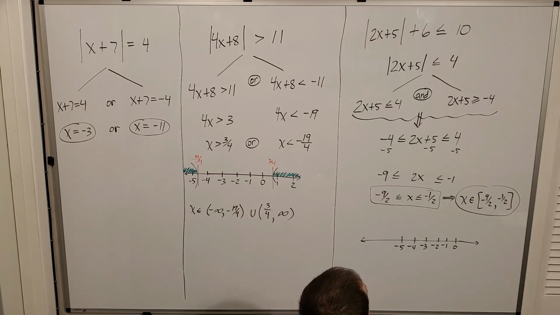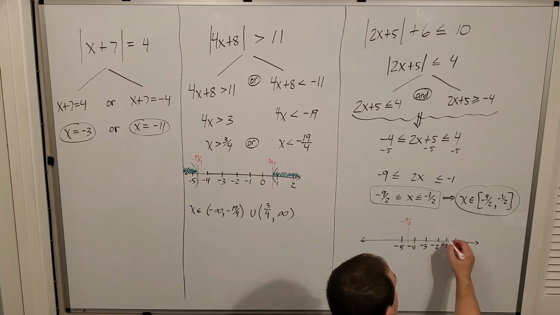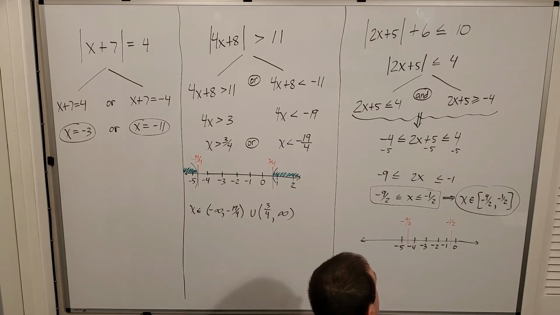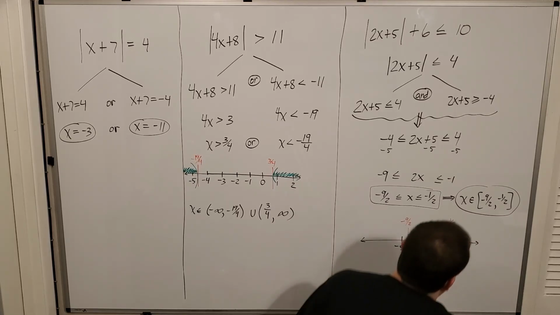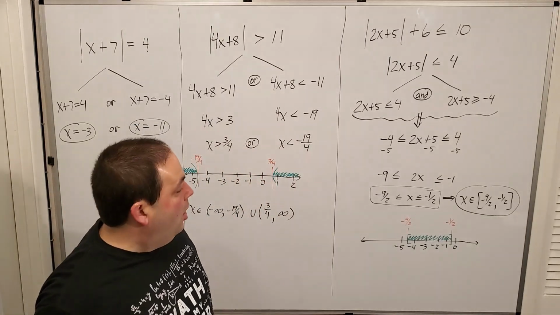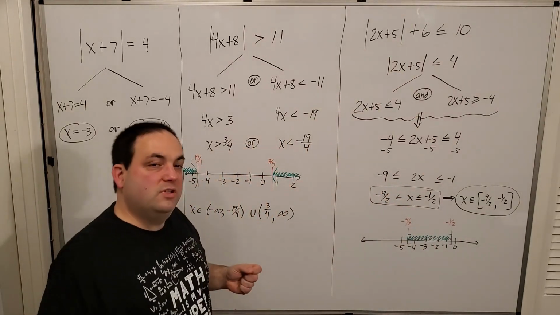Of course, negative 9 over 2 would be exactly in the middle of negative 4 and negative 5. And negative 1 over 2 would be exactly in the middle of negative 1 and 0. There and there. And the graph would just be brackets or solid dots, depending which one you like. And of course I would be shading in between only. And remember, this is still a solution set, right? All of the numbers in this set would make this a true statement if substituted.